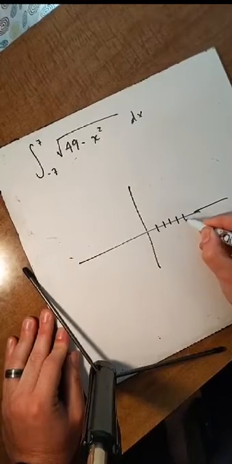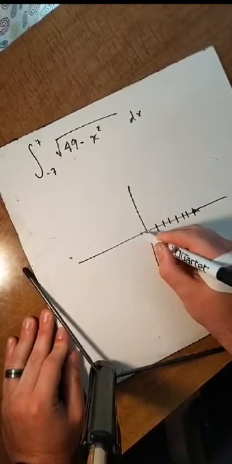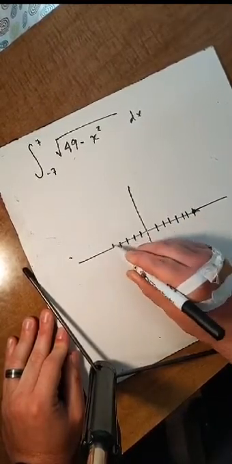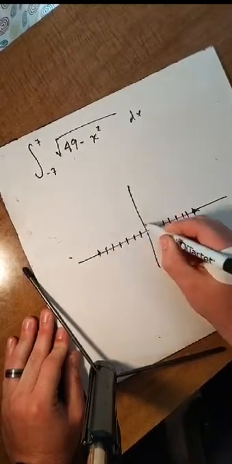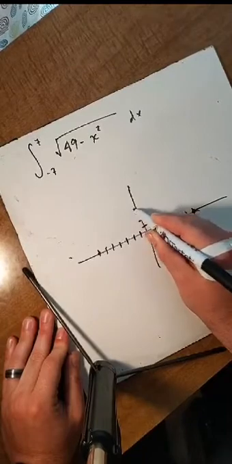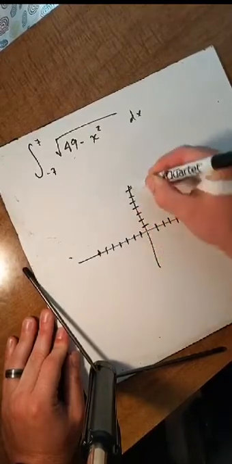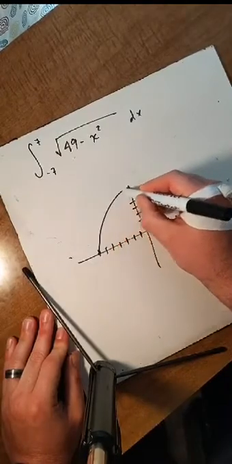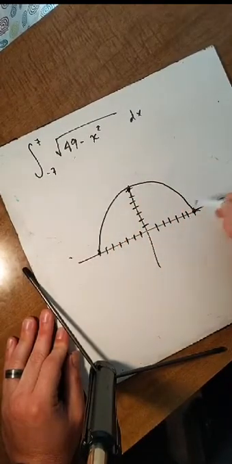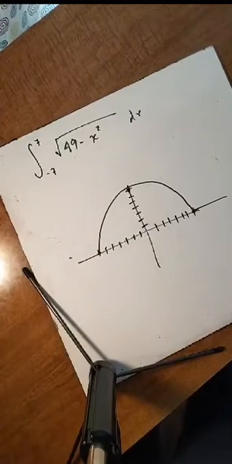That's over 7, 1, 2, 3, 4, 5, 6, 7. Over 7 this way, 1, 2, 3, 4, 5, 6, 7. And up 7, 1, 2, 3, 4, 5, 6, 7. And it's centered at 0, 0. So if we were to graph that, we get a nice semicircle.